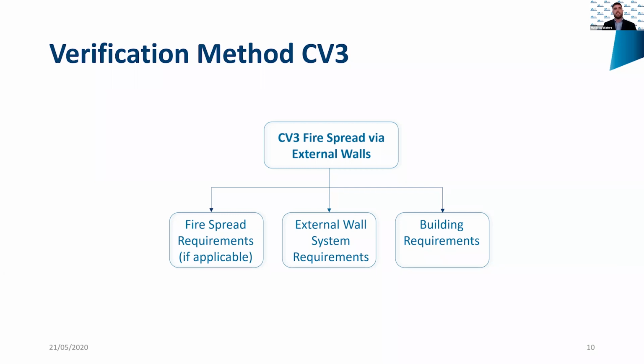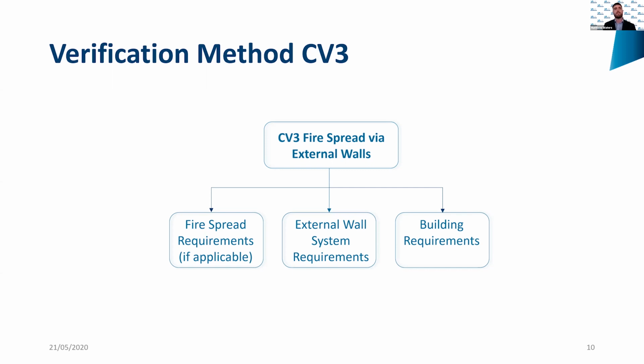So in this specific case, the verification method requires us to consider 3 different elements. The first one's fire spread. And what this requires is if we have another building on the same allotment or exposure to a fire source feature, we'd need to verify compliance with CV1 and CV2, which looks at radiant heat flux. The external wall system requirement is the testing using AS 5113 and achieving our EW classification.